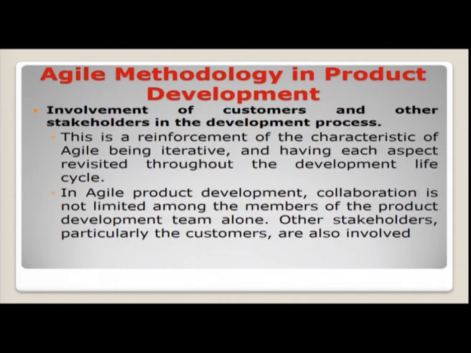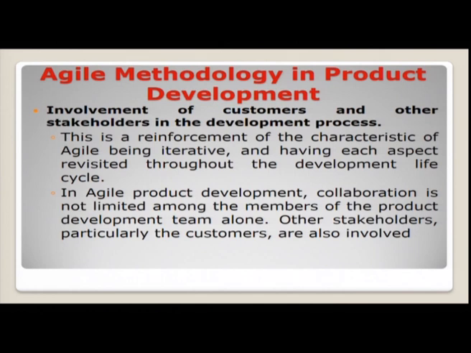Involvement of customers and other stakeholders in the development process. My dear viewers, who is a stakeholder? Anyone and everyone who is involved in the outcome of the project is called a stakeholder. So, in this scenario, this is a reinforcement of the characteristic of agile being iterative and having each aspect revisited throughout the development life cycle.